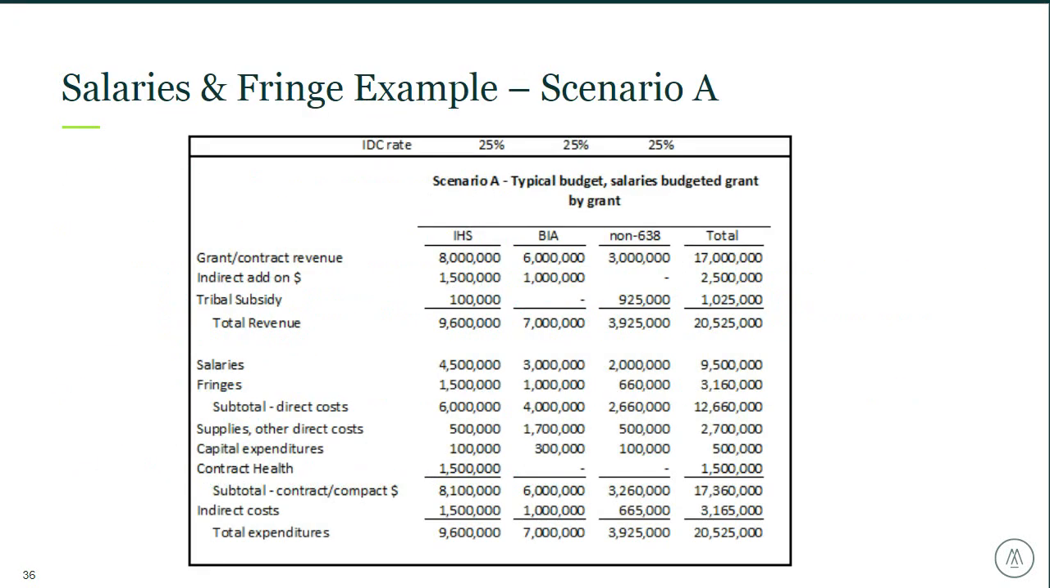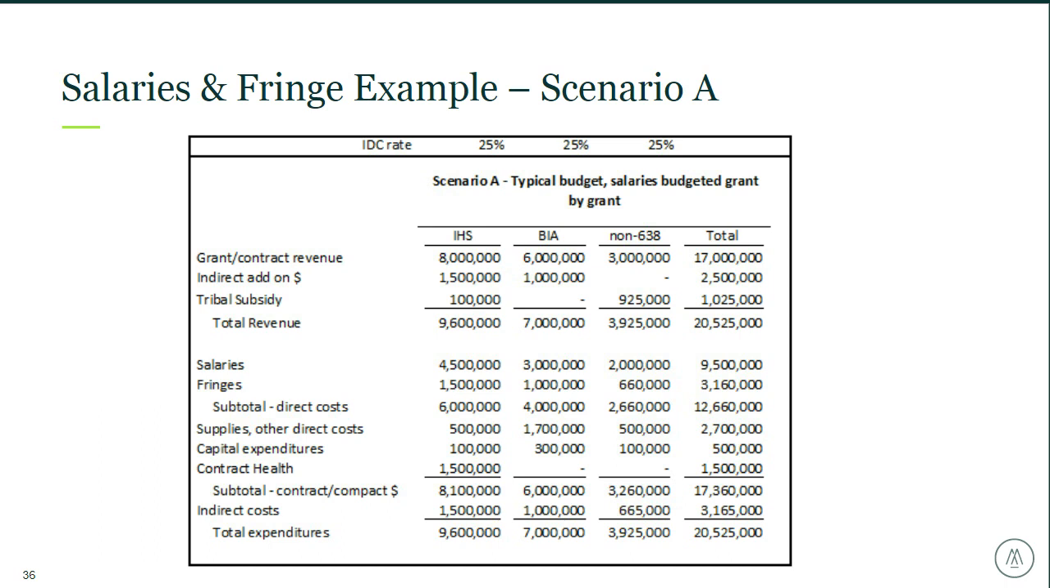Let's say in this example, the indirect cost rate is 25%. We have a column for IHS, a column for BIA, and then a column for all non-638 funding. And at the top, we show the grant revenues, indirect cost add-on, any tribal subsidy, that's funding from the tribe's general fund. And then we calculate the direct cost. In this example, this is a salary and fringe example. So the direct costs are your total salary and fringes for each program.